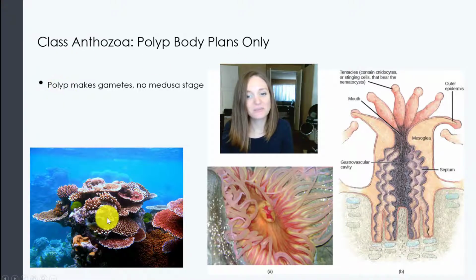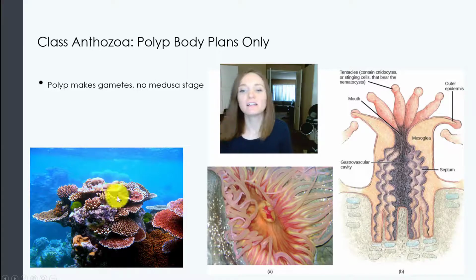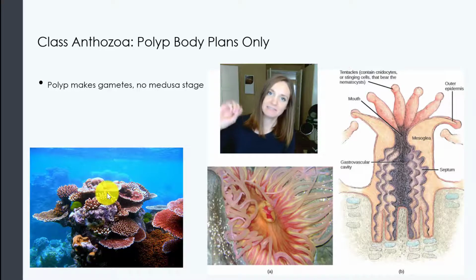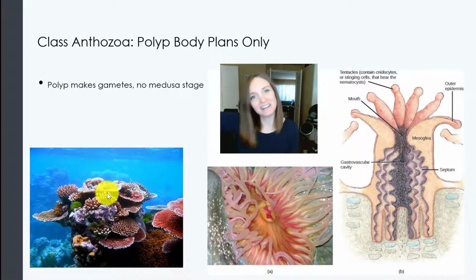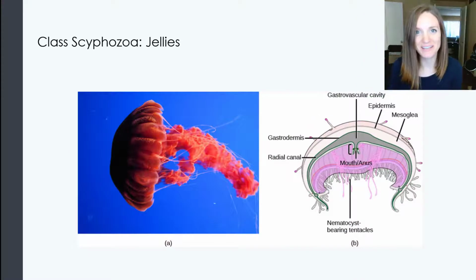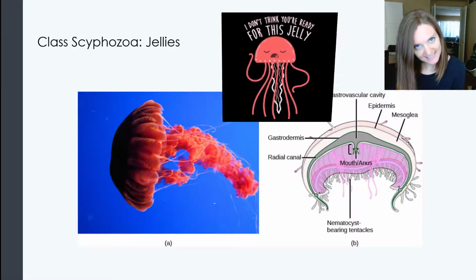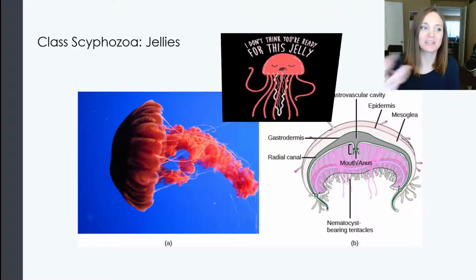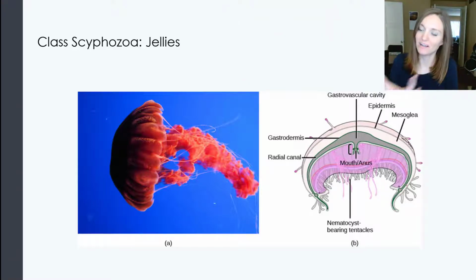Okay. So they don't have a medusa stage. Their polyps make the gametes, and the way they do that is through meiosis, and then they just send their gametes out into the water and they float around and they have to find their opposite gamete, right? So sperm has to find egg kind of thing. So the Scyphozoa, these are considered the true jellies. Their name comes from an ancient Greek word, scyphos, which was a type of drinking cup.